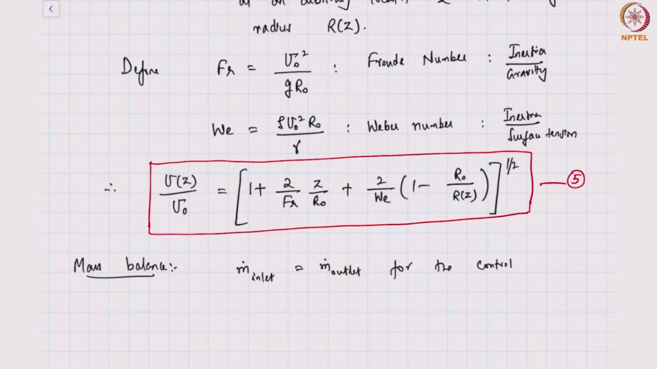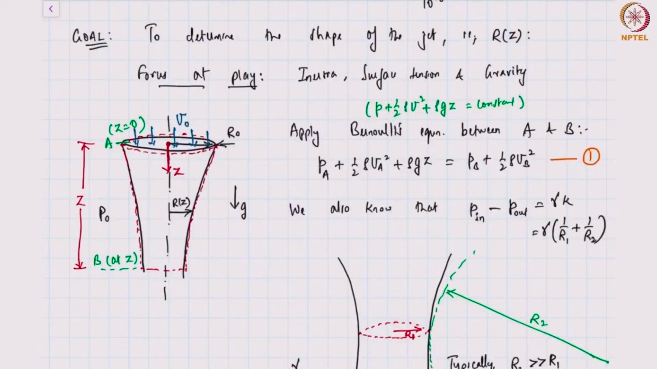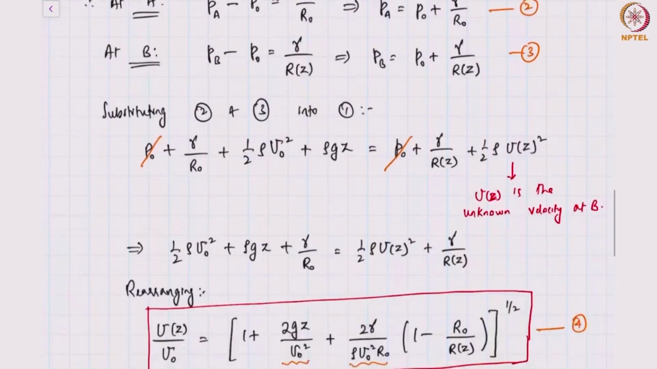We are ignoring effects such as evaporation, which means that if you look at this control volume, the fluid is traveling tangential to the interface. There is no loss from the sides. There is fluid coming in at the inlet where the radius is R0 and the velocity is U0. The same fluid is leaving at the exit where the radius is R of z and the velocity is U of z.